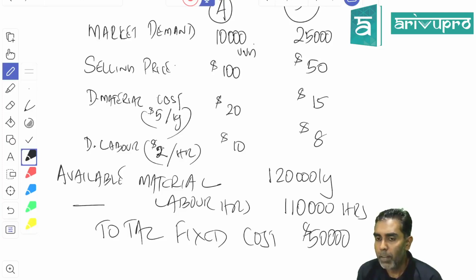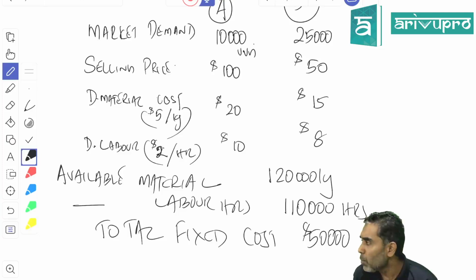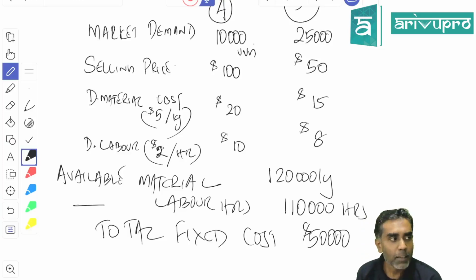Second requirement: calculate contribution per limiting factor. Third requirement: rank the products.